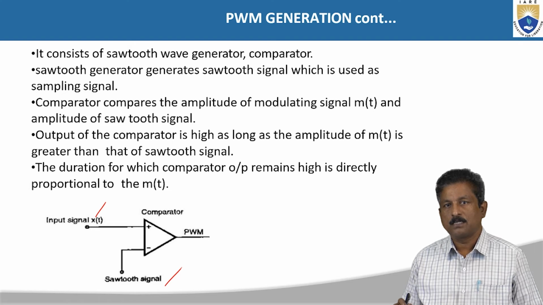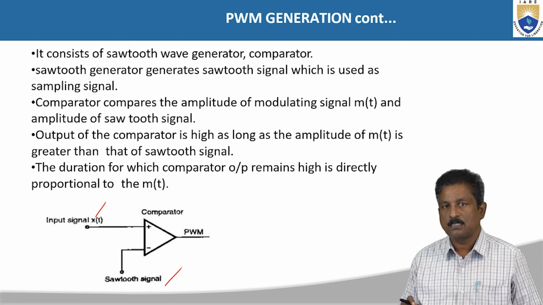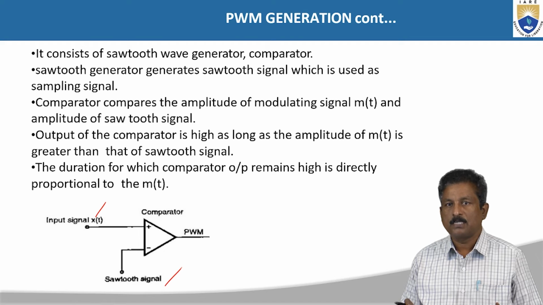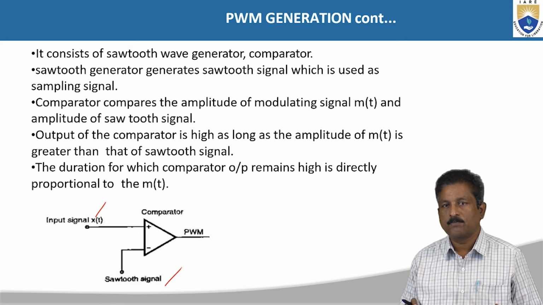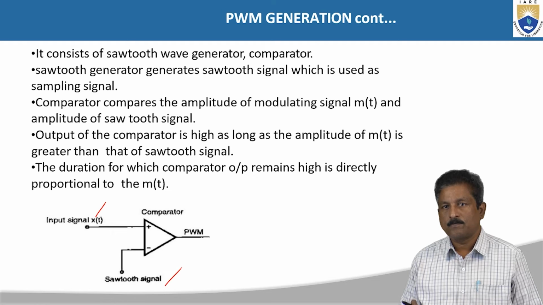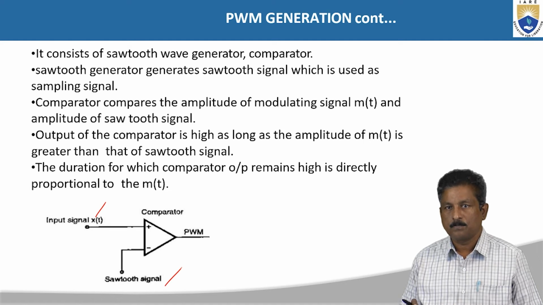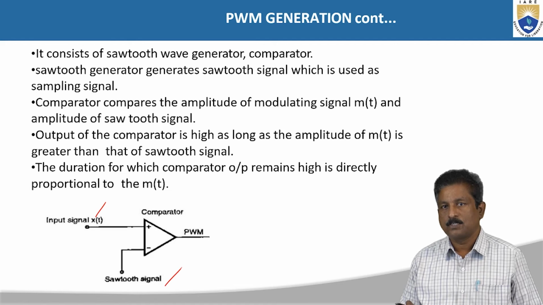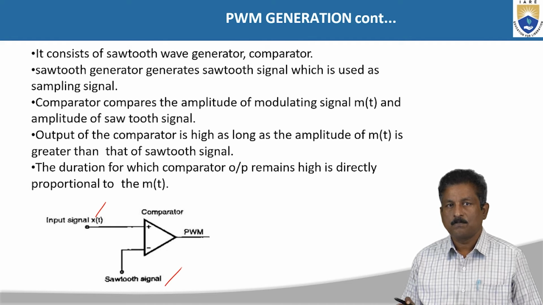By comparing both the input signal and the sawtooth, the output of the comparator makes the pulse width modulation. Here we take the strength, or the instantaneous value, of the modulating signal. The sawtooth waveform, which is given to the second input of the comparator, can be sliced according to the strength of the modulating signal. Then the output of the comparator will generate the PWM, PTM or PDM: pulse duration modulation, pulse width modulation or pulse position modulation.